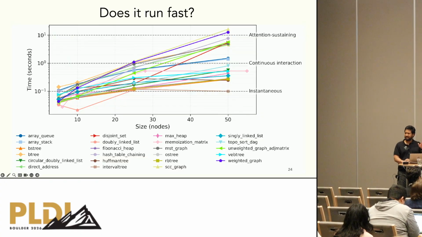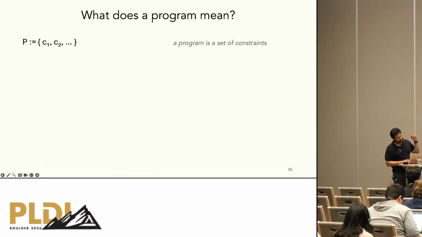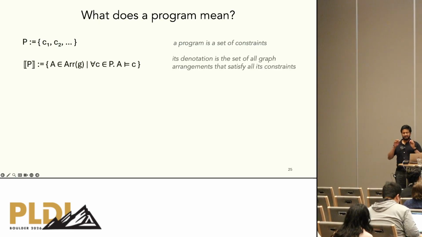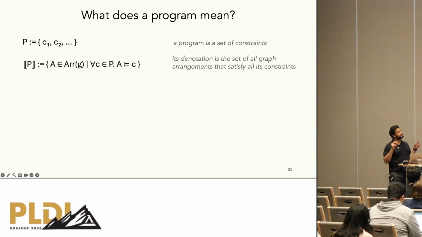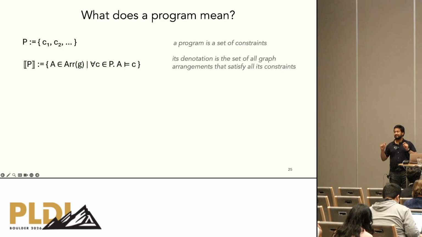But all of this has been me talking about using the language. We're at PLDI. What does a program really mean? A spatial program is a set of constraints, and its denotation is the arrangements of the value graph that satisfy all of these constraints. The interaction video I showed you earlier is actually this denotation at work. You can drag elements around as long as the resulting arrangement is within the denotation.